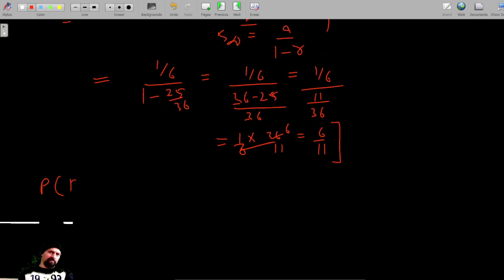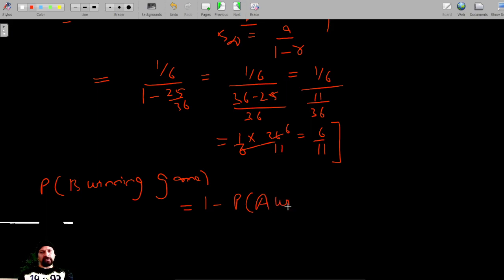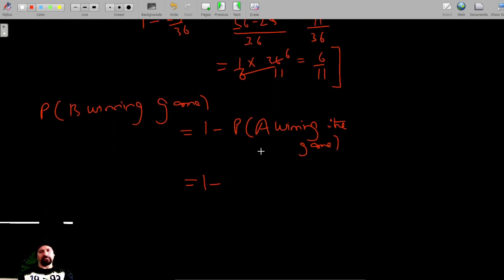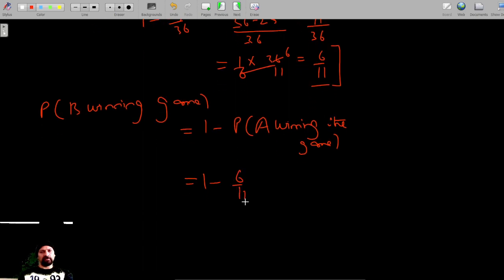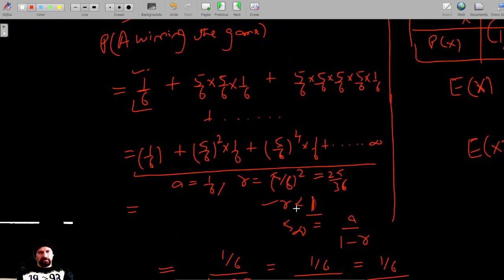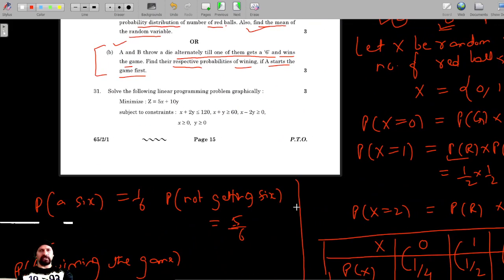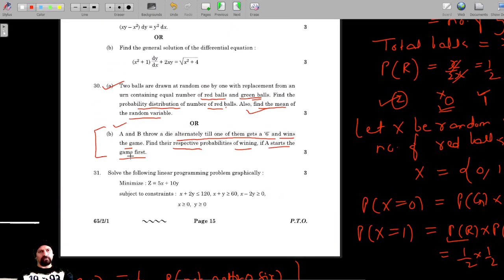Now, to find the probability of B winning the game, it's easier because we have got the probability of A winning the game. So the probability of B winning the game is equal to 1 minus the probability of A winning the game, which is 1 minus 6 by 11. So this is equal to (11 minus 6) by 11, which is 5 by 11. Okay, so this solves our question number 30 for both the parts. Let's move on to question number 31.